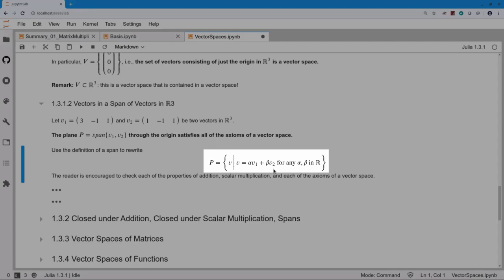So I'd like to encourage you to pause the video at this point and to simply go back to the definition and see if you can make this fit. So take a moment and let's come back.